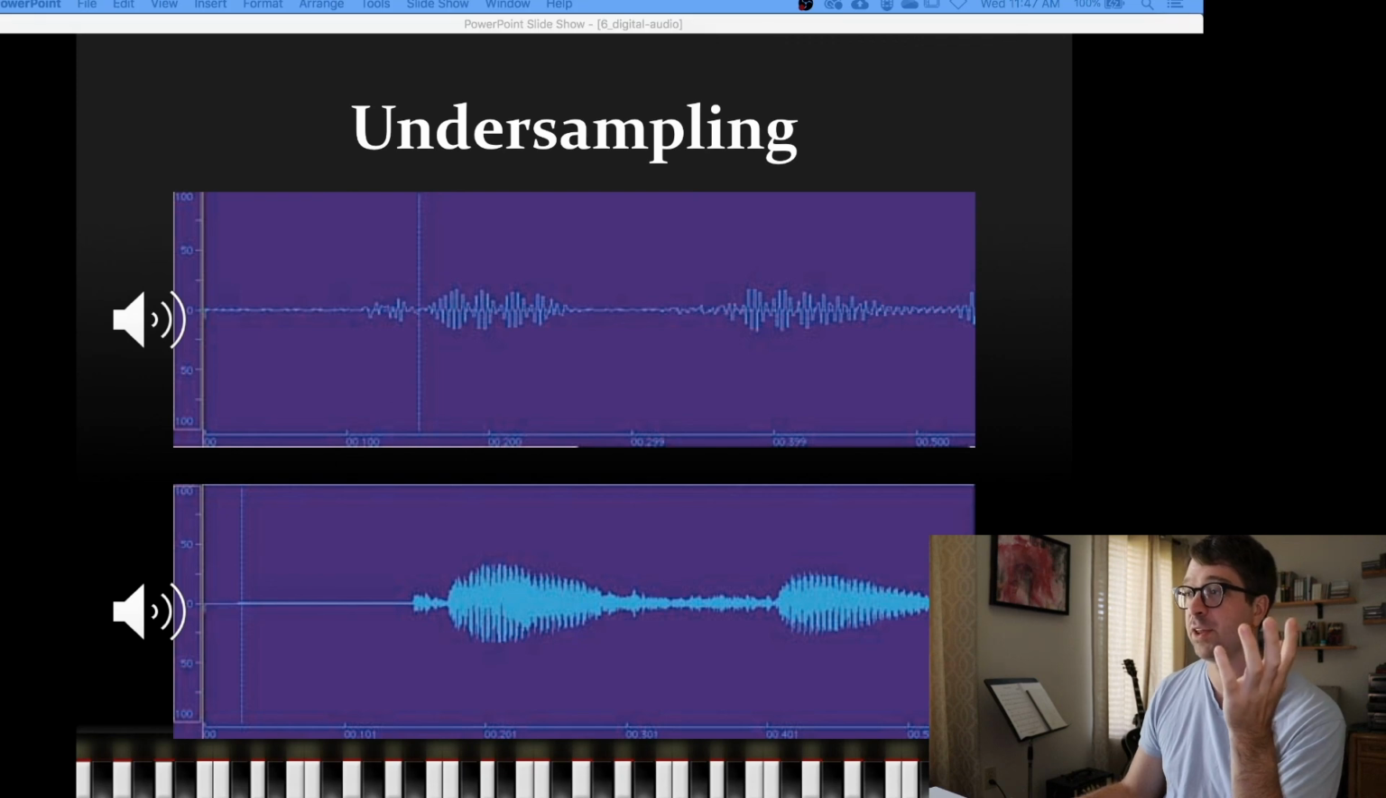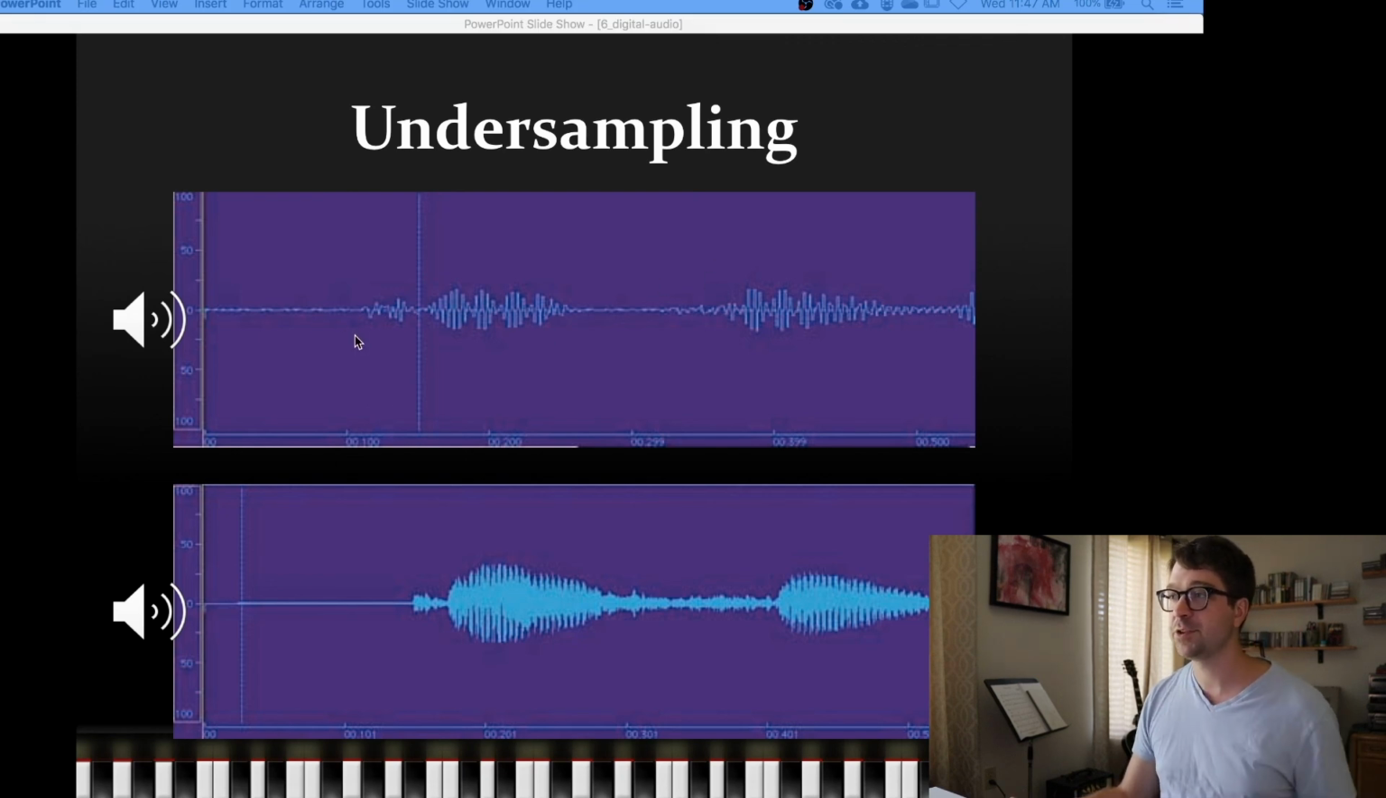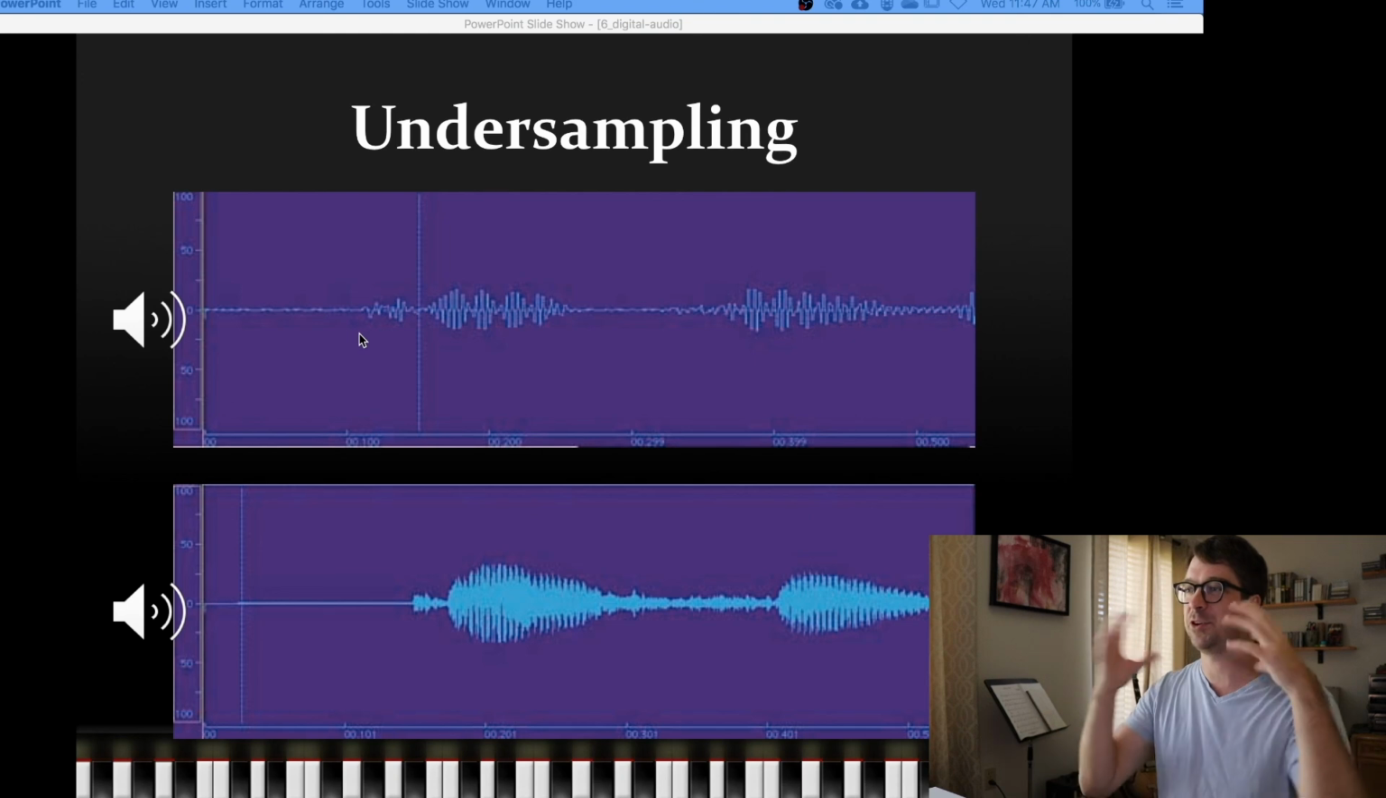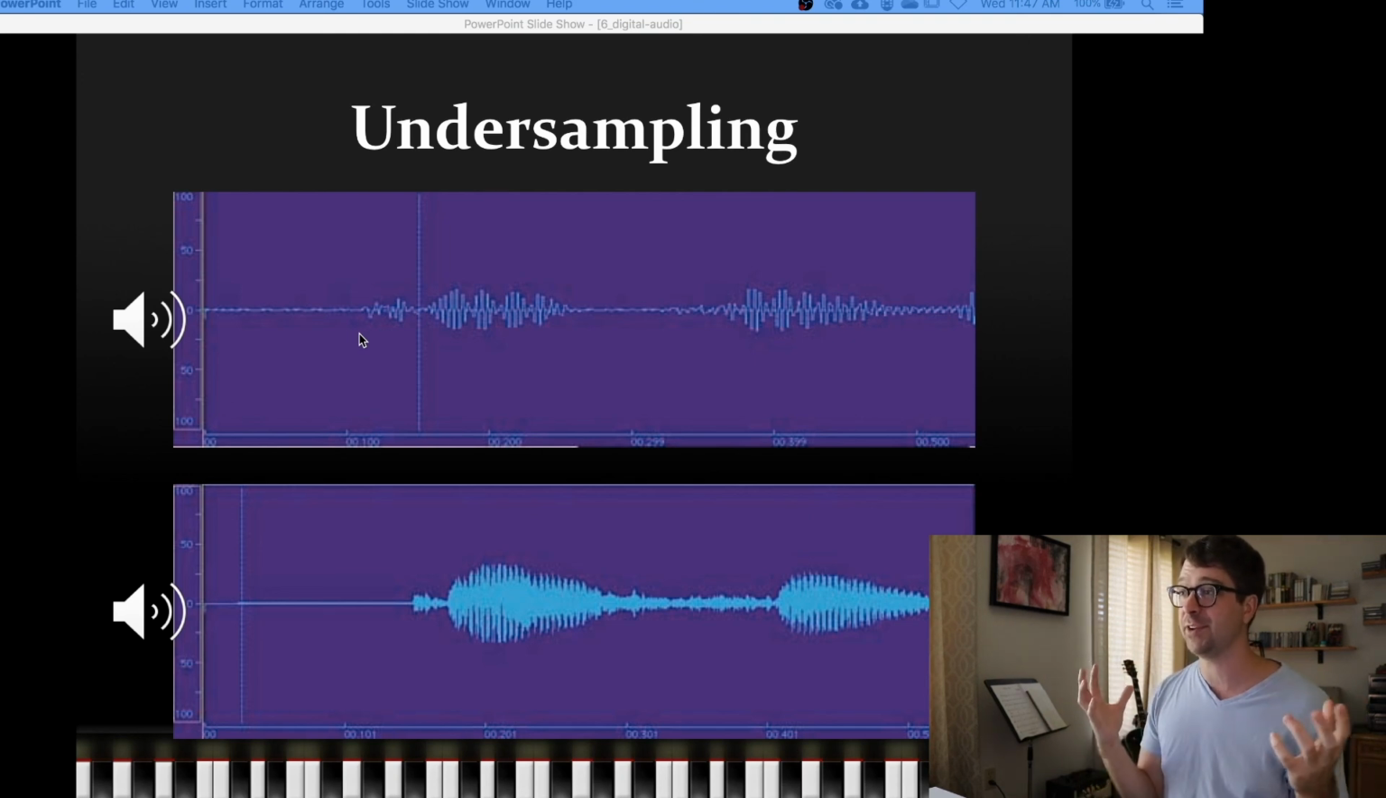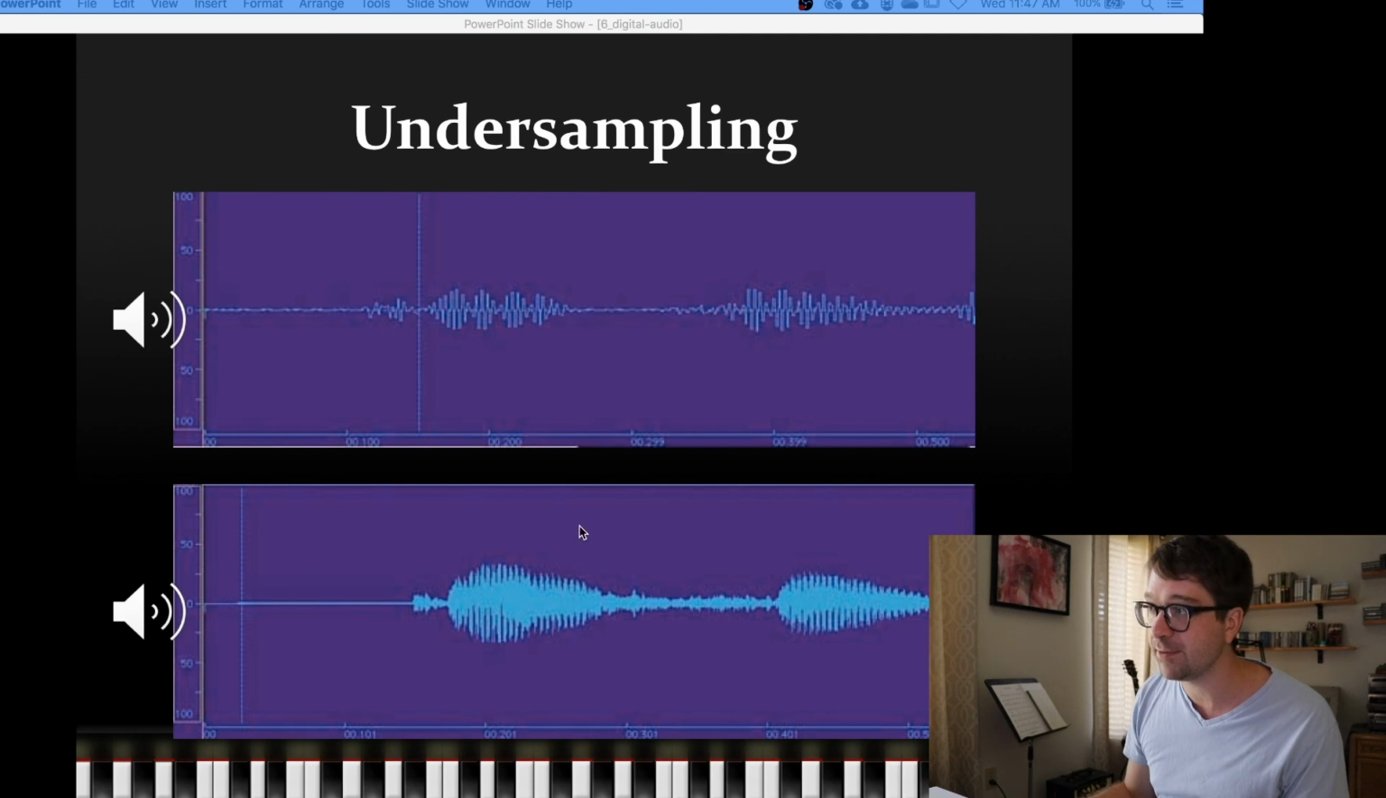In terms of quality, basically the undersampled version is unacceptable. It sounds like it's underwater. I can't hear a bunch of stuff. There's a ton of instruments that just don't come through at all. And then with the higher sample rate, it sounds much better. You can actually see the difference in the waves here between how much data it's capturing.